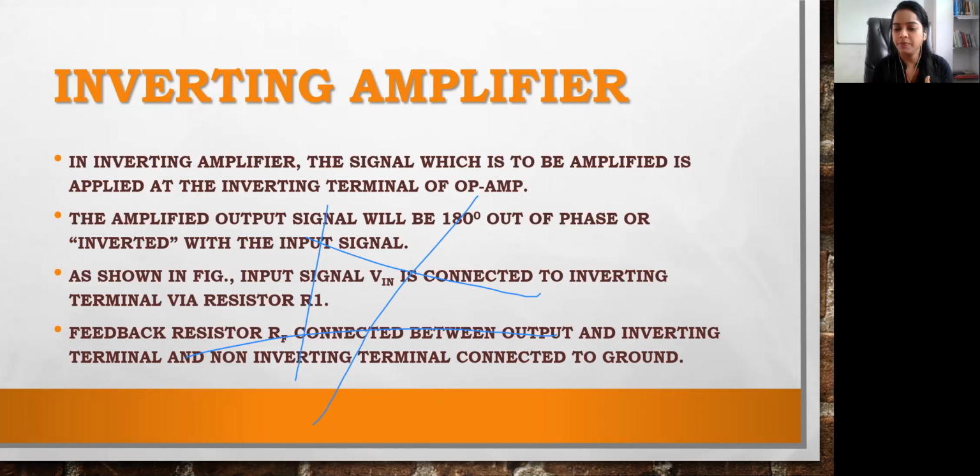So in an inverting amplifier we have seen that the input is applied to the inverting end, and at the output we will get a 180 degree phase shift between input and output. So this is basically how we'll have an inverting amplifier. Here we'll also have a feedback resistor, that is RF, which is connected between output and the inverting terminal, and the non-inverting terminal is connected to ground. So this is how the construction of an inverting amplifier looks.